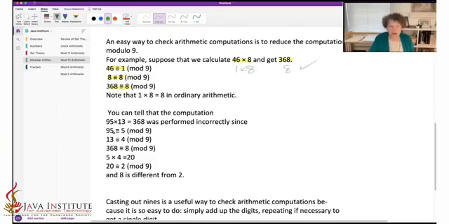But here, 95 is 5 mod 9. 1 and 3 is 4. 368, same number. It's 8. And now we look at the multiplication. 5 times 4 is 20, but 20 is 2 mod 9.